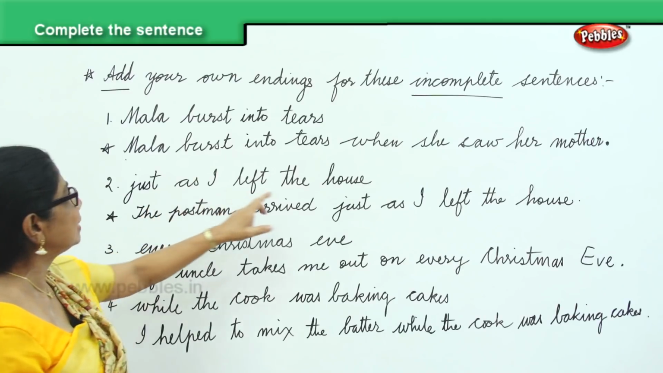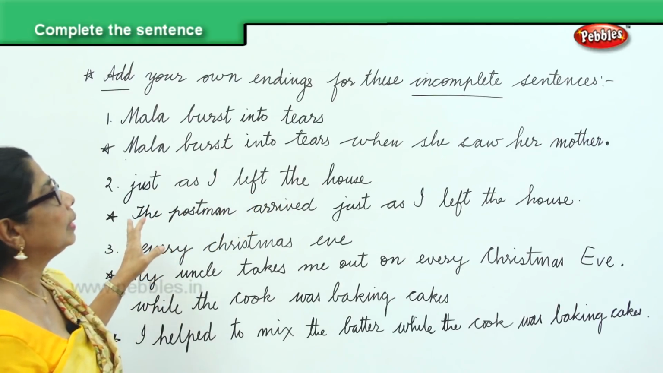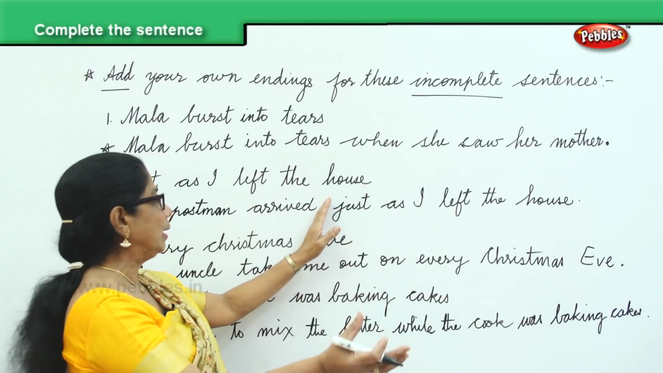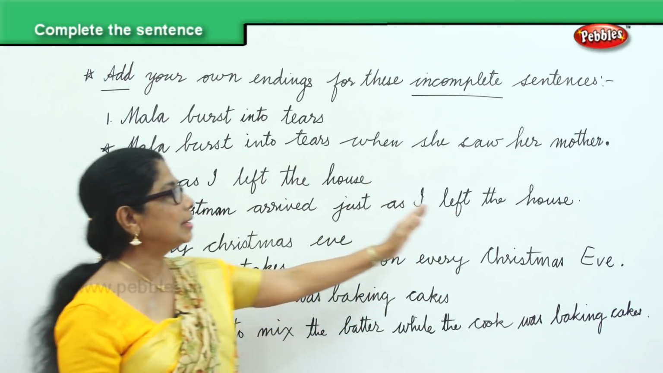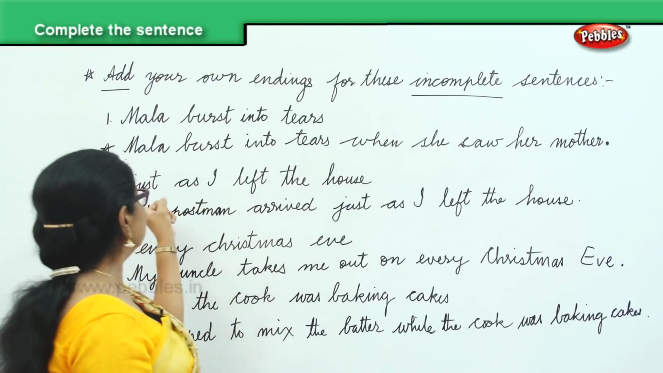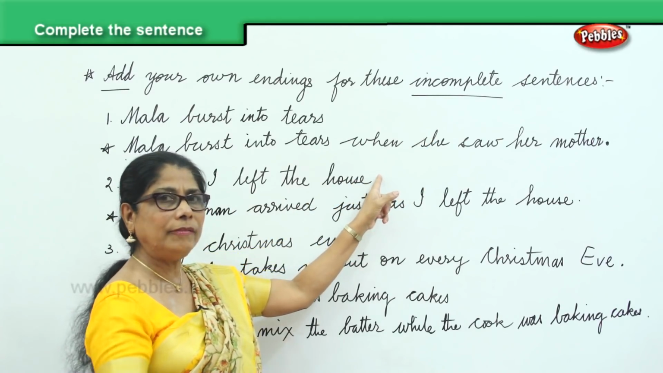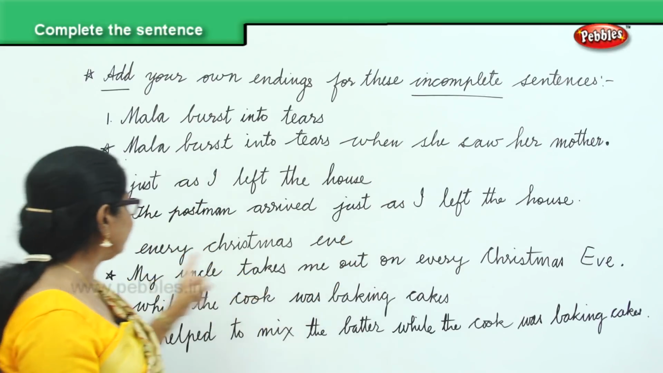Now, just as I was leaving home. You can say, just as I was leaving home, postman arrived. Either way you can write. Postman arrived, just as I was leaving home. You can also write, just as I was leaving home, the postman arrived, or uncle arrived, or daddy arrived, whatever.